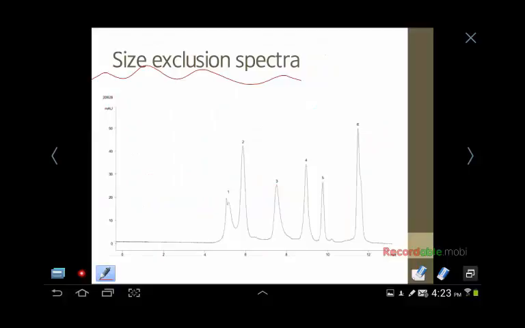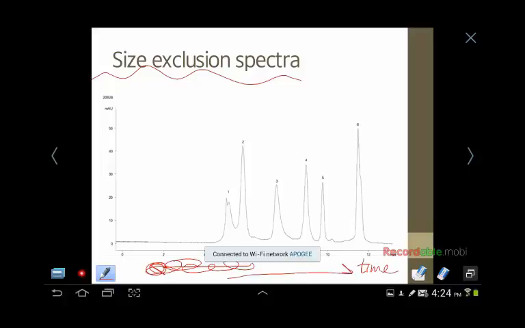So we did our calcium affinity chromatography, and now we've run our size exclusion, and here is our spectra. Our large proteins are going to be our first few peaks, and then our smaller ones. So we have large proteins here, small proteins here.